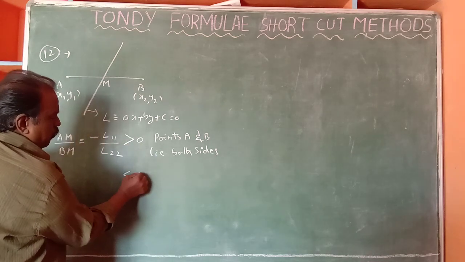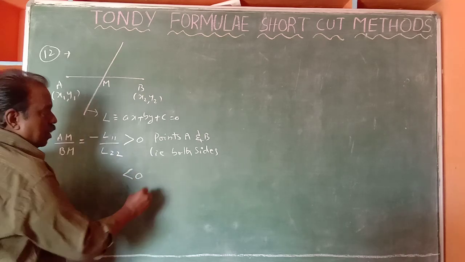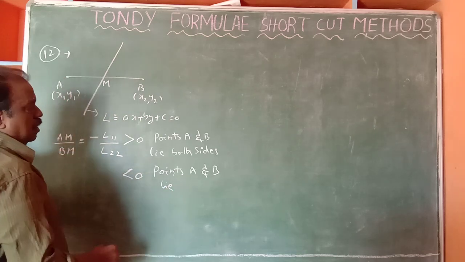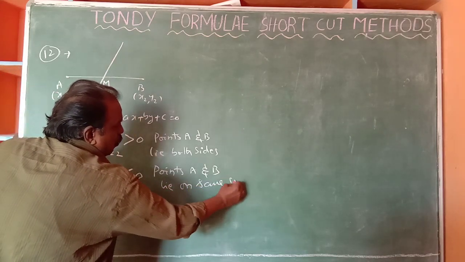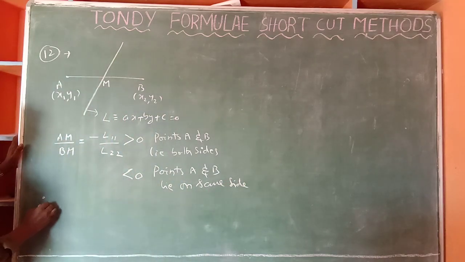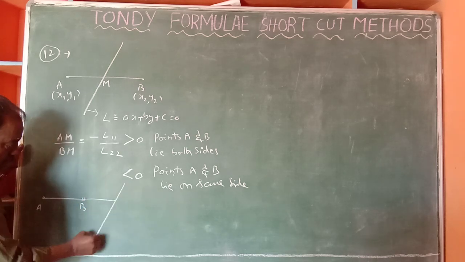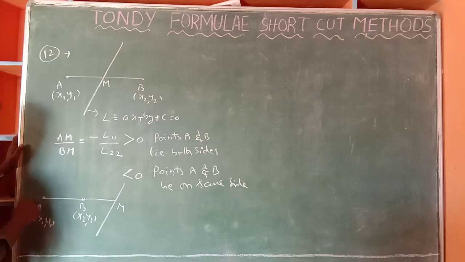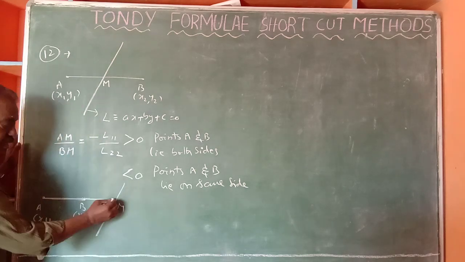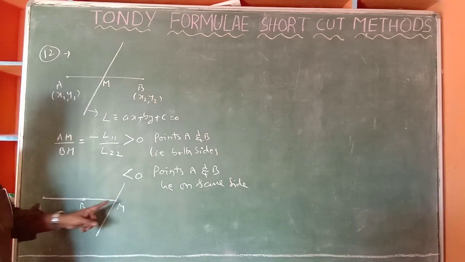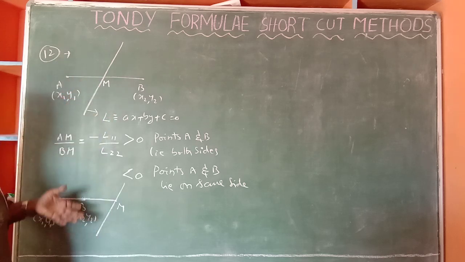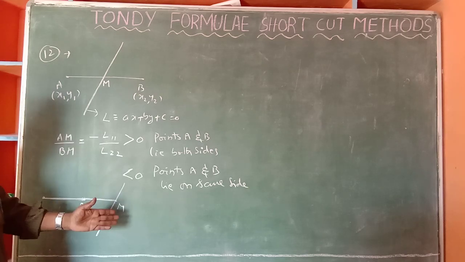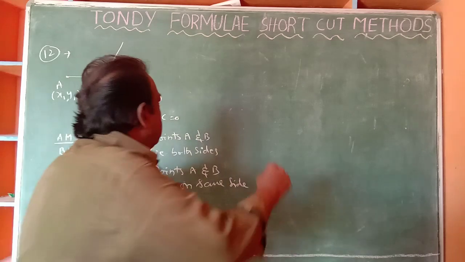Whereas if you get a negative value, then the points A and B lie on the same side. For example, here it is A and here it is B, and the line is like this, meeting at M. Both are at one side, so the line segment is divided externally by the line at point M. But if it is internal, this ratio must be greater than 0. If it is negative, the line cuts the segment AB externally. That is the difference.